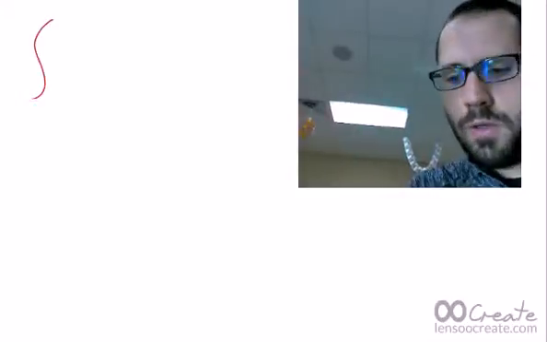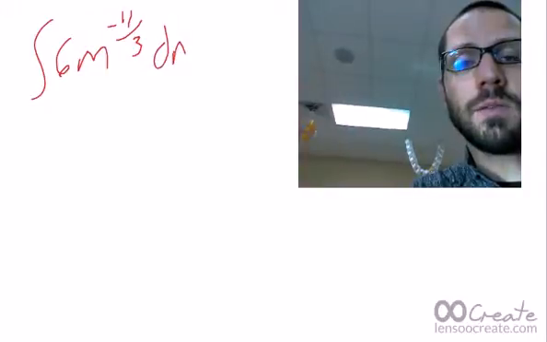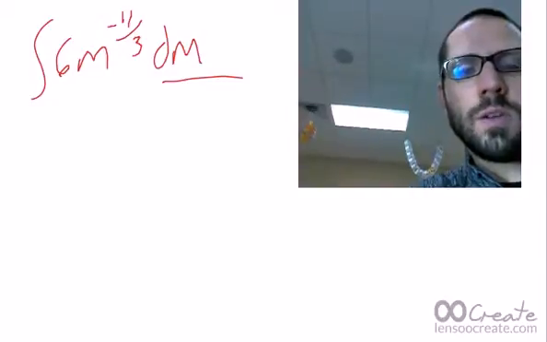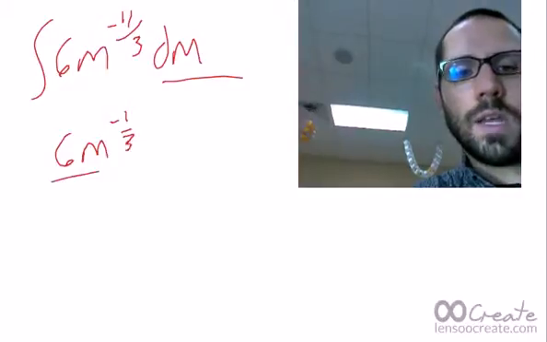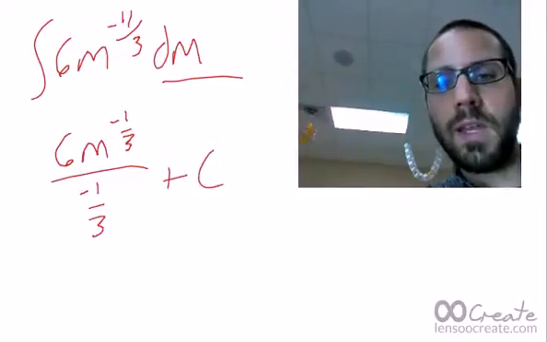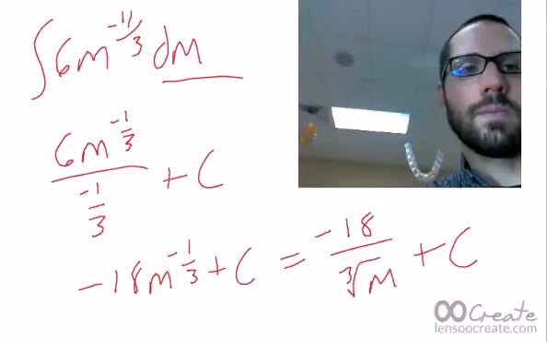All right, last one. 6m to the negative 4 thirds dm. We can integrate with respect to anything, really. dx, dt, dm. Add 1 to negative 4 thirds, 6m to the negative 1 third, divided by negative 1 third. I would probably go ahead and multiply by the negative 3. Negative 18m to the negative 1 third, plus c. Could we also simplify it a little further? Negative 18 over the cube root of m plus c, as long as we know that those are equal.